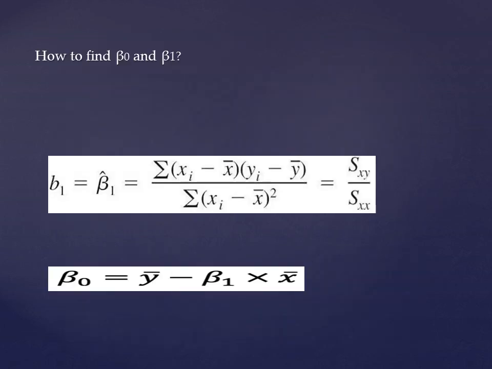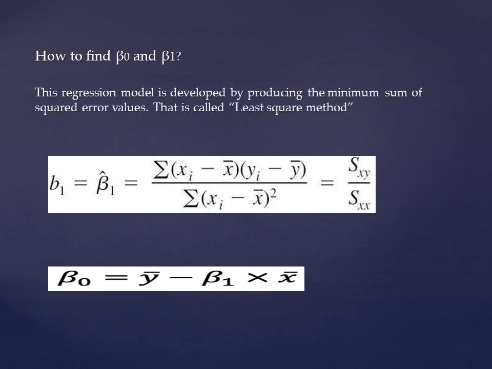How to find beta 0 and beta 1 parameters? These are the equations for beta 0 and beta 1. This regression model is developed by producing the minimum sum of square error values. This is called the least square method.